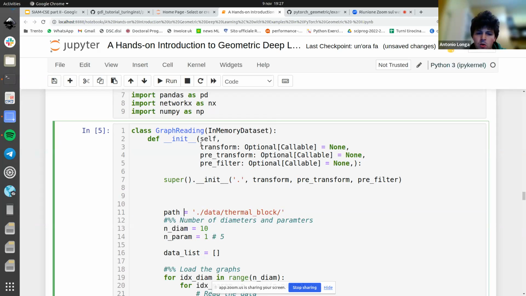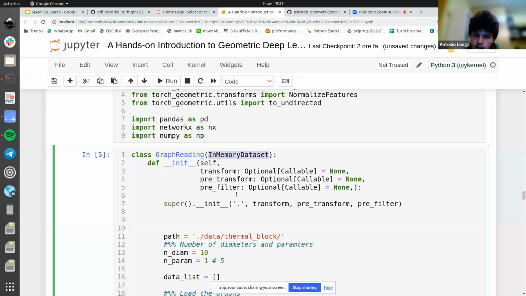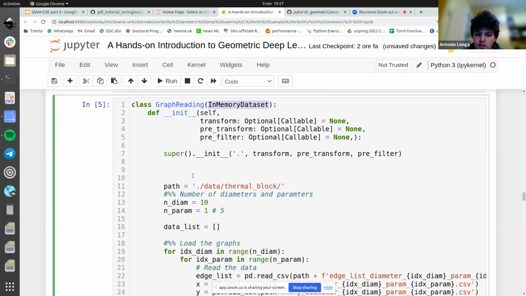Once again, we create this class. I call it GraphReading. It inherits from InMemoryDataset. InMemoryDataset requires an init with a transform, a pre-transform, and a pre-filter that we are not going to use, because they are basically operations you can do on the graph, but they are not needed now in this example, and there is too much to say in a few words, to be fair. We call the super with the init, and here we start.